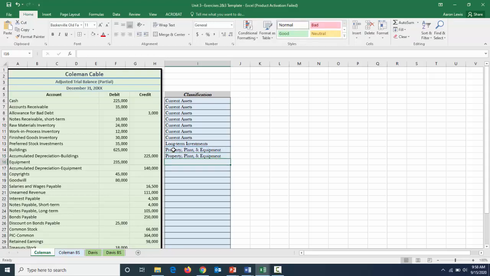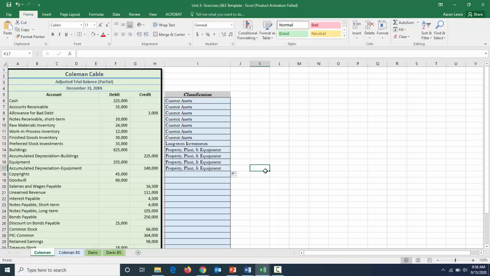Our production equipment, again, is something we plan on using for more than 1 year, and it is a plant asset, so it also has to be PP&E. And after that, we have our accumulated depreciation of equipment, which has to go in the same place on the balance sheet that we listed equipment. Well, if we listed equipment under PP&E, we're going to list accumulated depreciation of that equipment also under our property, plant, and equipment.